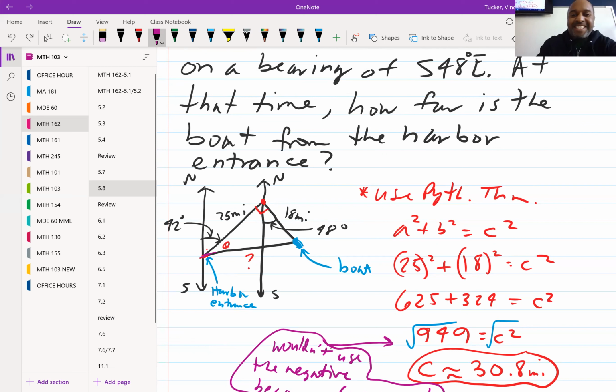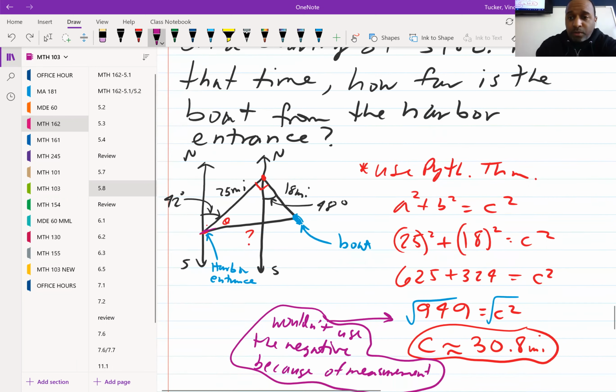So remember A and B are legs. So it's 25 squared plus 18 squared. They could have gone in either spot, but C needs to be on one side by itself. That's the one that's not interchangeable. That's your hypotenuse, the one opposite 90 degrees. So that'd be 625 plus 324, which gives you 949. Take the square root of that in order to solve for C.